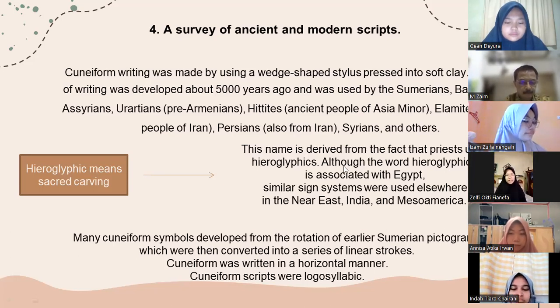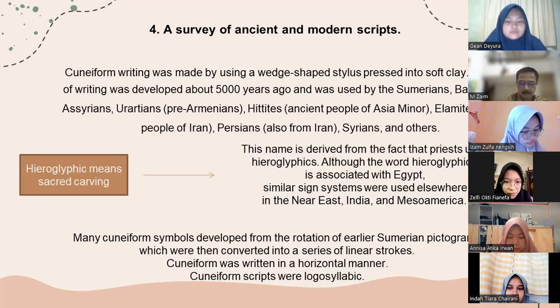In addition, the earliest New World writing dates to about 3000 BP. It is Olmec writing from southern Mexico. The script is on a slab of stone called the Cascajal block. It contains 28 symbols. Many cuneiform symbols developed from the repetition of early Sumerian pictograms, which were then converted into a series of linear strokes. Cuneiform was written in a horizontal manner, in a uniform script that is logosyllabic.